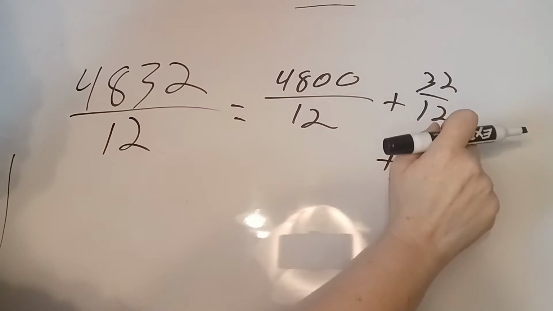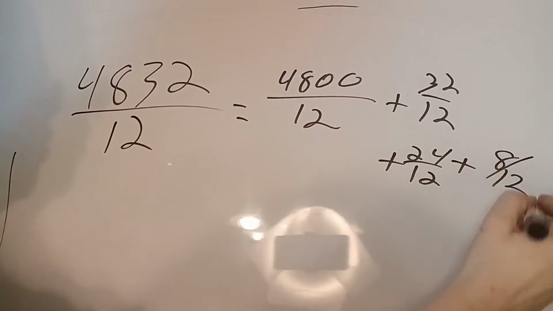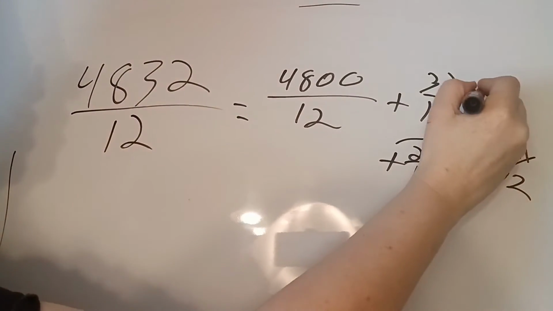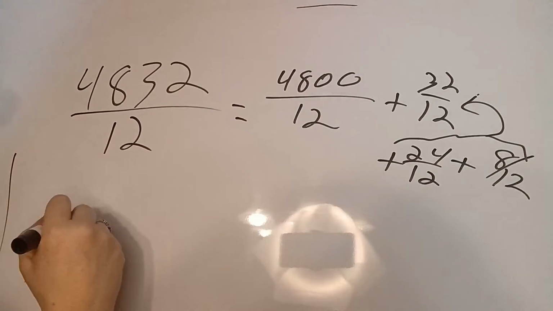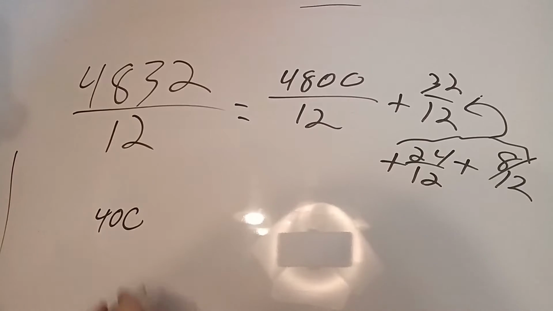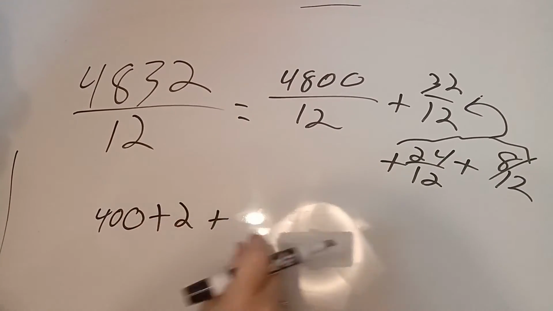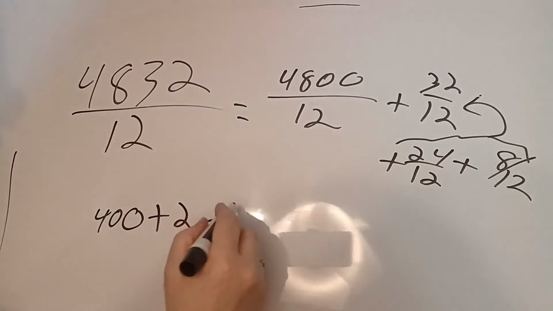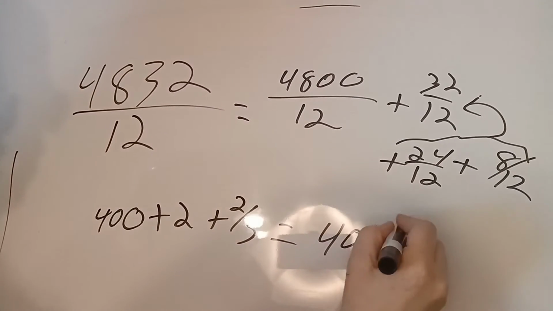And then we've got 8 left over, right? That's the same as this one. So this is 48 divided by 12 is 4, and we have 2 zeros, 400, plus 2 plus 8 12ths. We can take a 4 out of each, and we get 2/3. So the answer is 402 2/3.